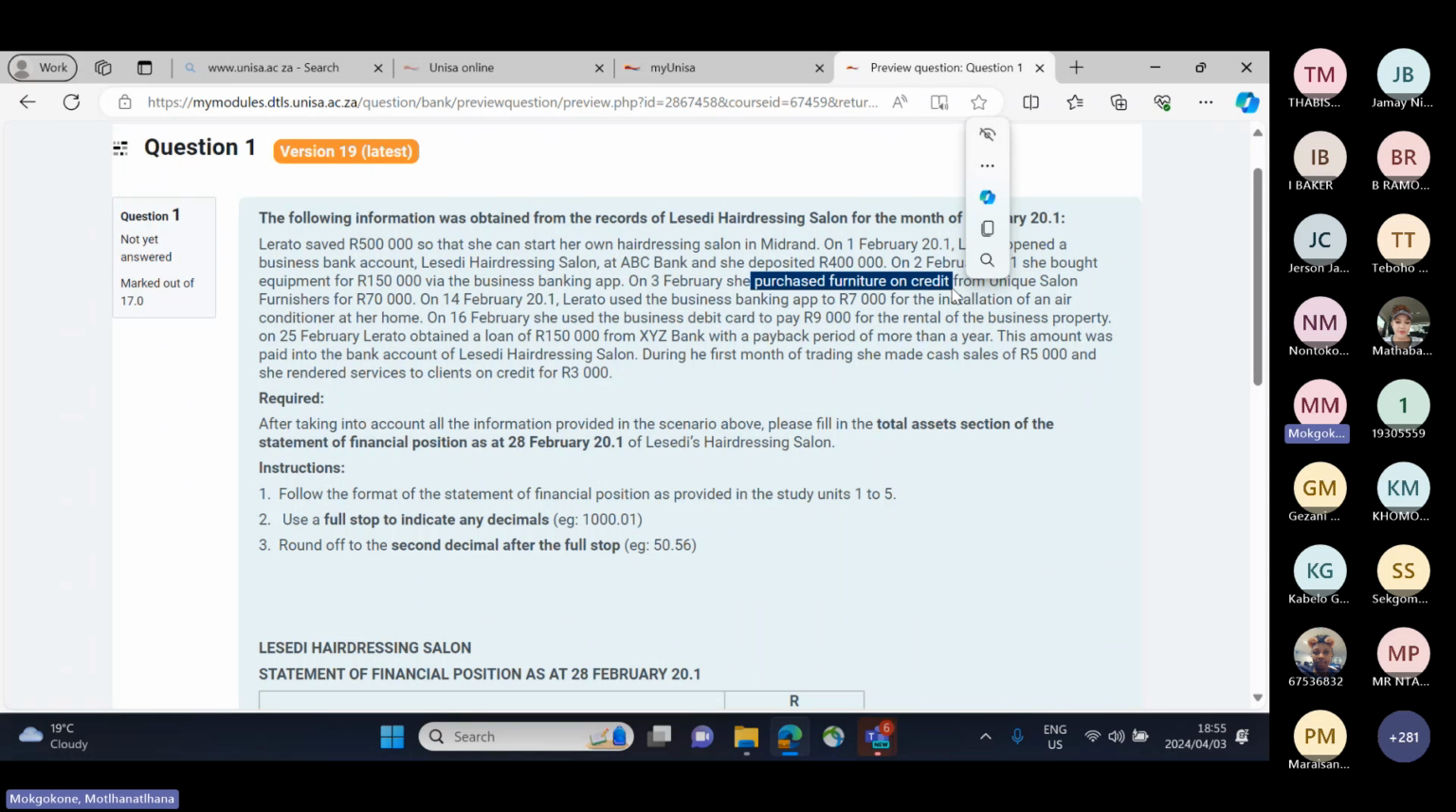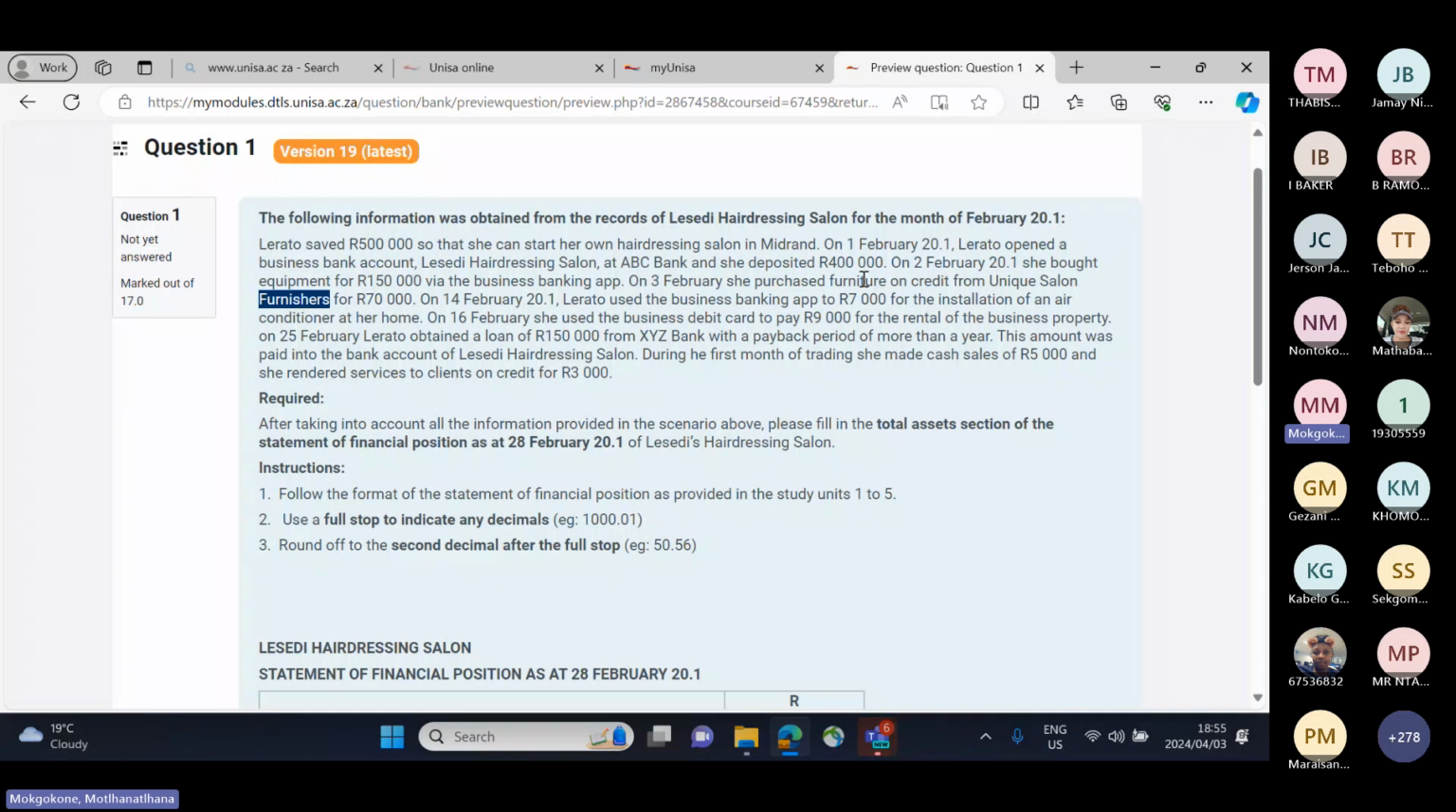She purchased furniture on credit. And remember, furniture will form part of our non-current assets. If you go and revise, it's that unit 3, where we gave you examples of current and non-current assets. Furniture is one example of non-current assets. This 70,000 will form part of your non-current assets.